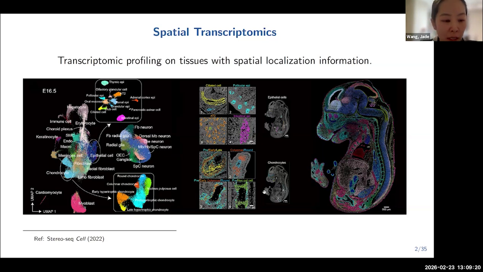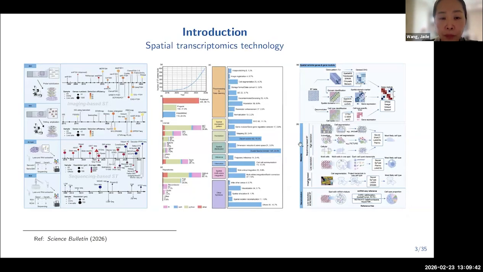This technology is actually stereo-seq, which is a high-resolution spatial transcriptomics technology. If we zoom in, we can see some subtle patterns of gene expression and also the cell type. So this is a typical visualization of spatial transcriptomics. We have the cell type, single-cell expression, and we have their spatial information. We focus a little bit more on the spatial transcriptomics technology here.